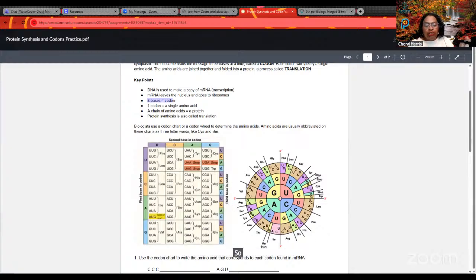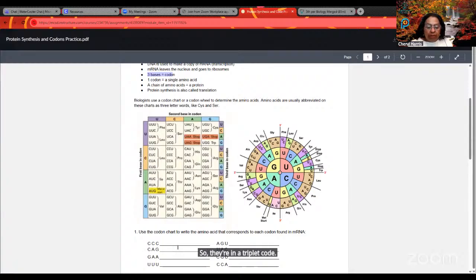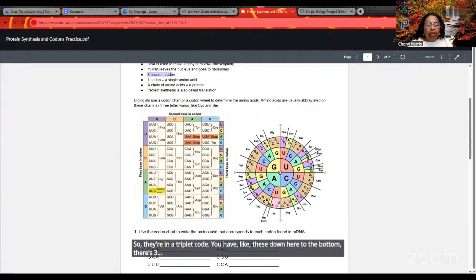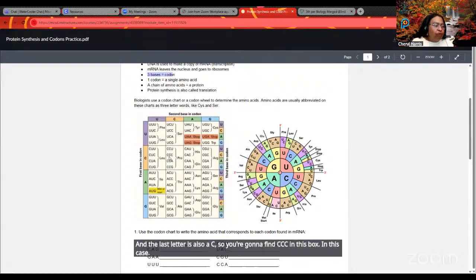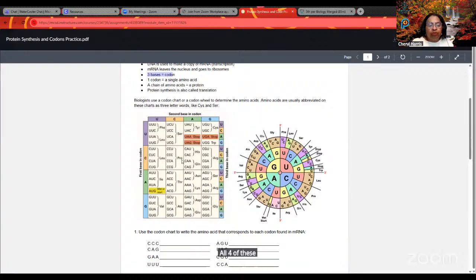So they're in a triplet code. You have these down here at the bottom, three bases in a row. For this one, the first base on the side here is C. Second base is also C. So that brings you to second row, second column. That means our answer is going to be in this box. And the last letter is also a C. So you find C, C, C in this box. In this case, all four of these code for the same amino acid, proline.